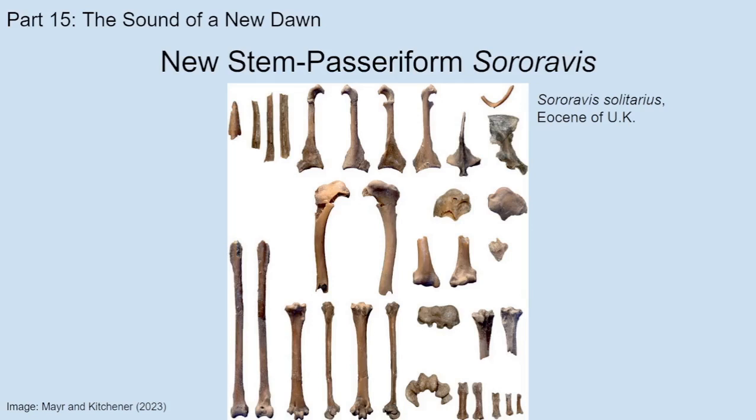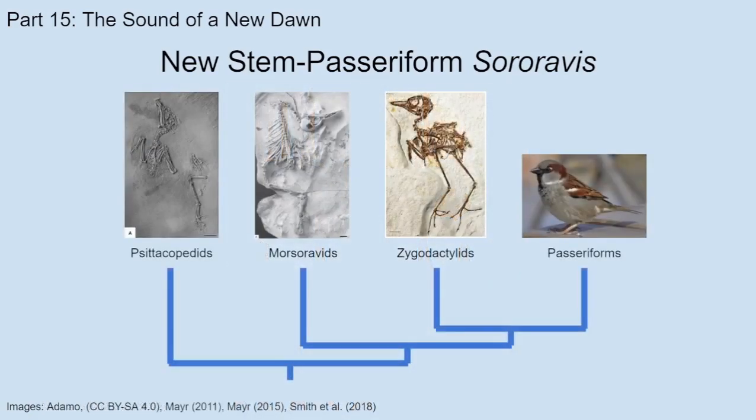And in the phylogenetic analysis that the authors ran, which I pictured a summary of on the next slide, they found that Sororavis and a few other Eocene birds form a distinct group of stem passeriforms that they call the Morsoravids. And we talked about some members of this group in the episode, actually. There's a form called Pumiliornis from the Eocene of Germany, which is actually the earliest bird preserved with evidence of feeding on nectar because there's pollen preserved in the gut of some specimens. And there's also a bird called Morsoravis from the Eocene of Denmark that seems to be similar to Sororavis. And so these three birds form a group that the authors called the Morsoravids.